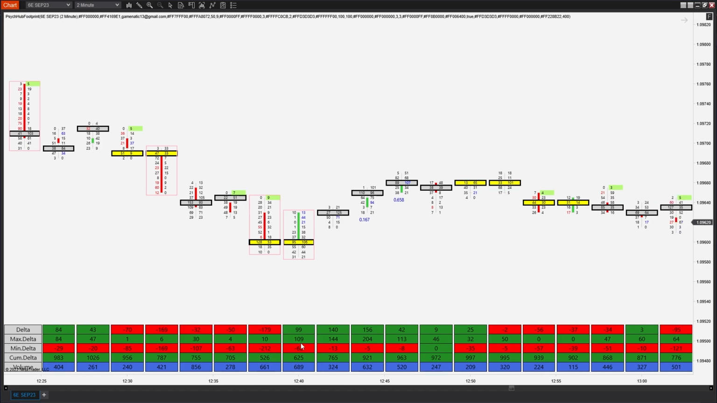And as we tap in, we do start seeing some buying stepping in. 109, minus 62, 144, 204. So the buyers here are a little bit strong, but the candle is not matching that.